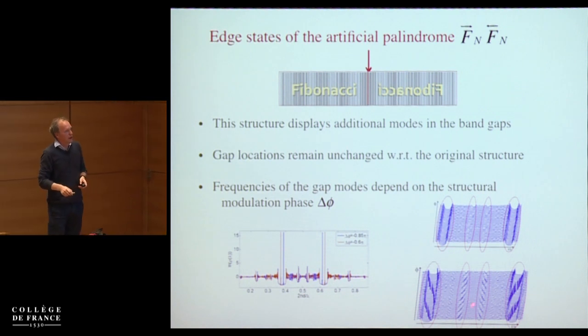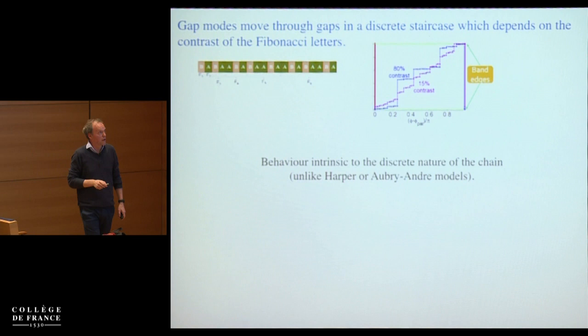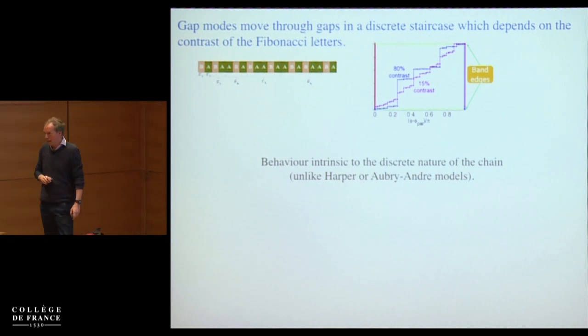This is the structure of those additional modes, and how they vary when I change delta phi. You see that they move through the gaps in a discrete staircase way, which depends on the contrast of the Fibonacci letters, which means the refractive index and the length. For a very low contrast, they move slowly. For a very high contrast, they move very erratically like this. And this kind of behavior, by the way, could not be achieved using the Harper or Aubry-André model, because they are continuous models.